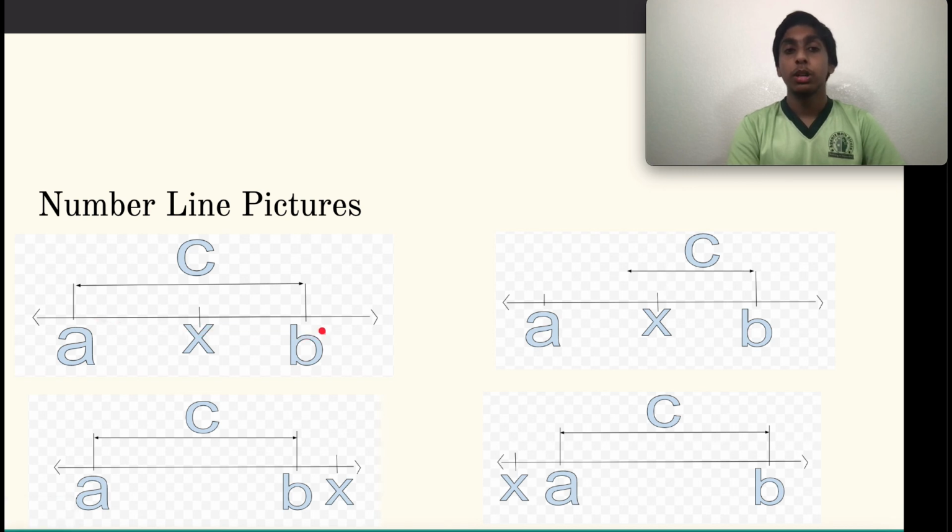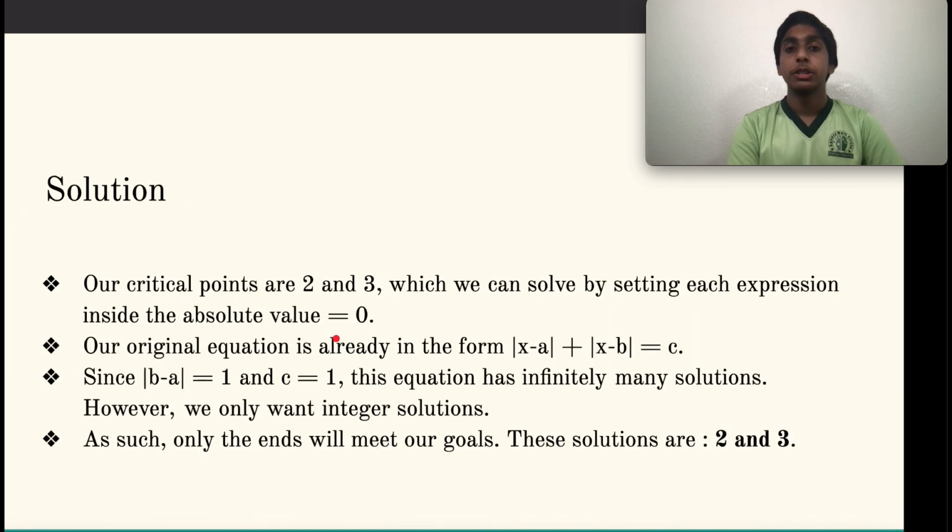So only 2 and 3 are my solutions, because it fits this exact pattern, right? Any x in here is still going to make this equation true. Even if x was over here, the distance between a and x plus the distance between x and b is going to be equal to c. So that's how I know there are going to be infinitely many solutions as long as x is between 2 and 3. However, they asked for integer solutions only, so only 2 and 3 are integers in this region. So my answer is going to be 2 and 3, because they're the only integer solutions that meet our goals.